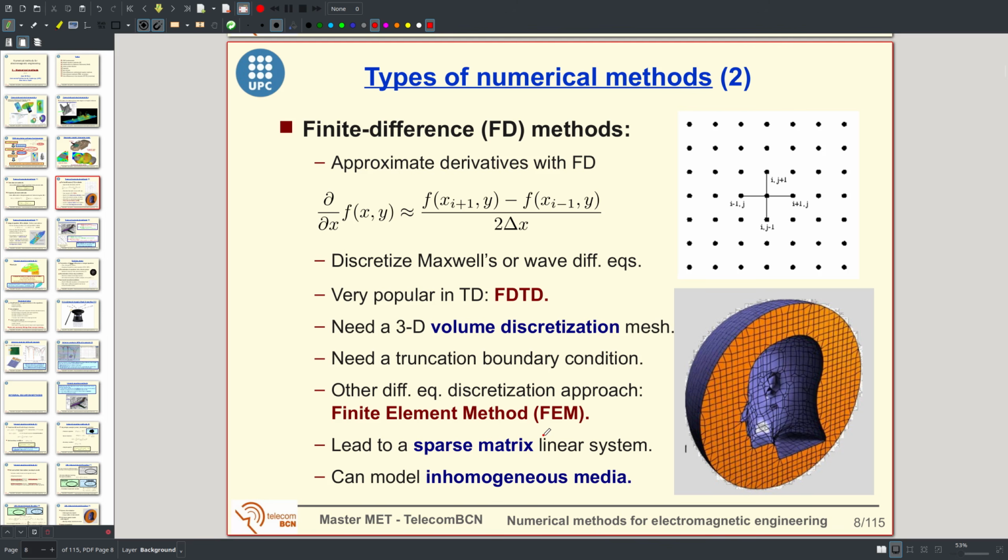We can also do a second division. The first division was time domain methods or frequency domain methods. But we can do a second division: finite difference methods or integral equation methods. In finite difference methods, you start with equations that are based on derivatives. Equations having no integrals, equations having only differential operators.